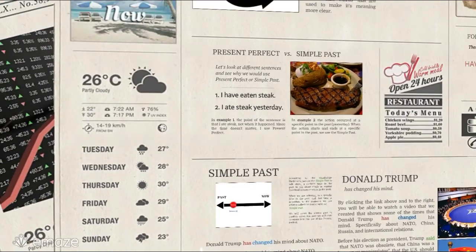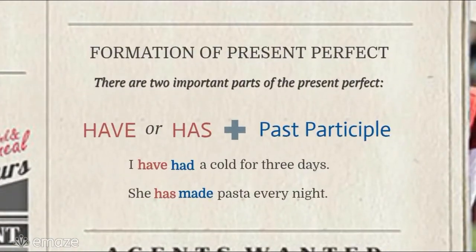So let's look at the formation of the present perfect. There are two important parts of the present perfect. We need to have or has plus the past participle. In these examples, I have had a cold for 3 days. Have, because it's I. Anytime we have I or we or they or you, we're going to use have. And then we use has when we have third person singular. For example, she has made pasta every night.